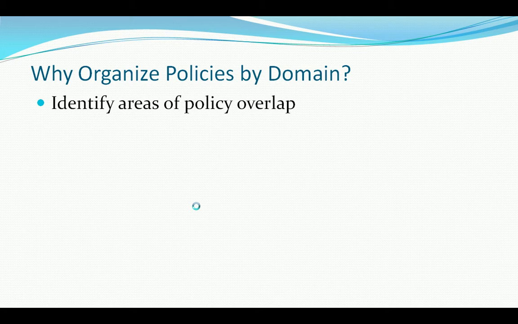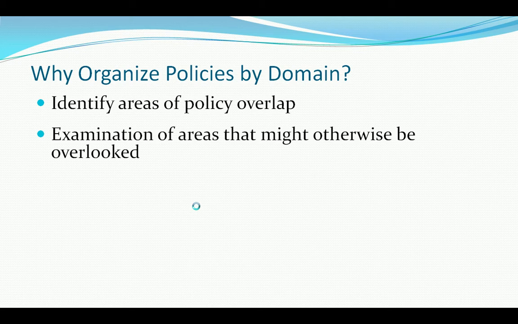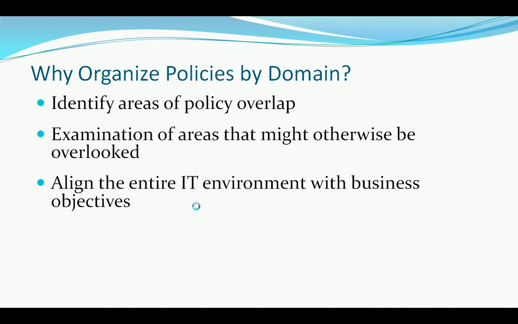In our textbook, they talk about identifying areas of policy overlap, examining areas that might otherwise be overlooked. So, again, it's a brainstorming tool that helps you brainstorm all the possibilities. Aligning the entire IT environment with business objectives is really important. If you fail to align the IT environment with business objectives, then you're setting yourself up for failure, and not just on the IT level, but also on the IT security policy level. We'll talk more about that later on.